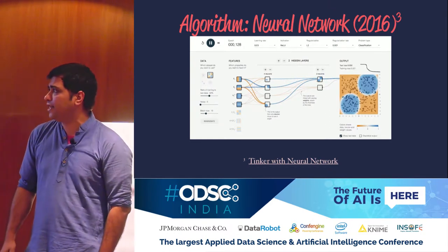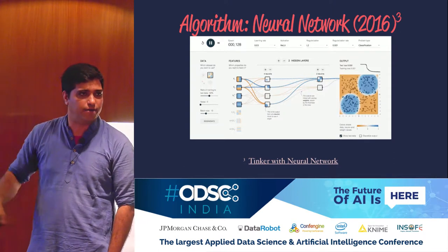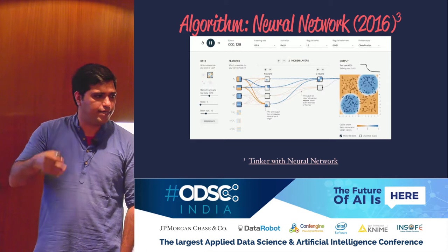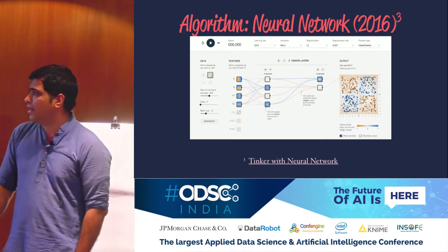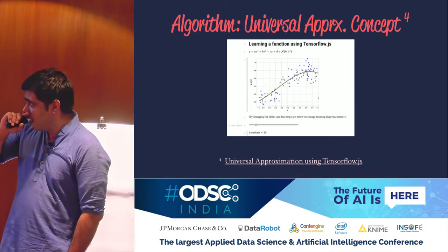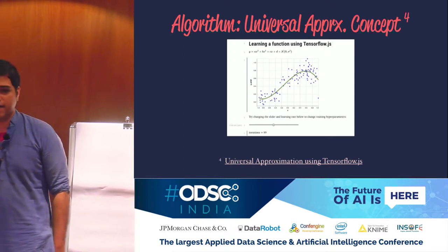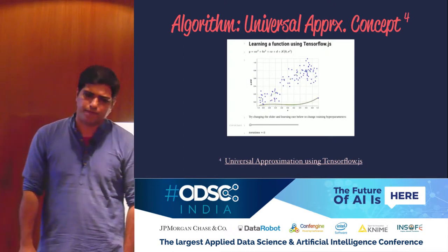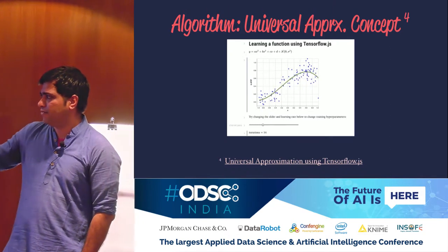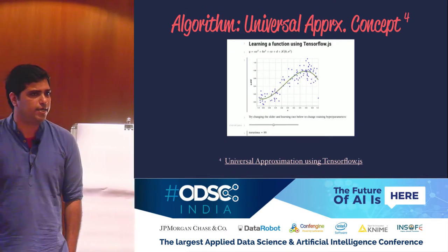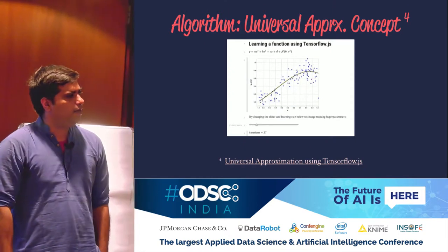So, Tinker with Neural Network. This is 2016. It is not using any of the libraries that I just talked about. It was just a custom library based on ConvNetJS that was run, right? This is now using TensorFlow.js. This is actually a live notebook, and we'll come to that when we start to create it, trying to show the same concept of what's really happening in a neural network, right?